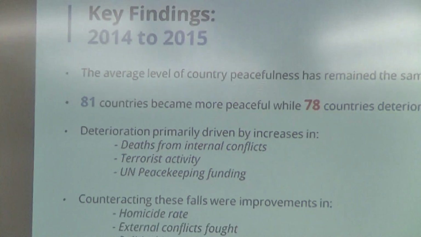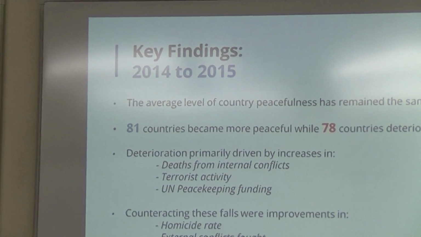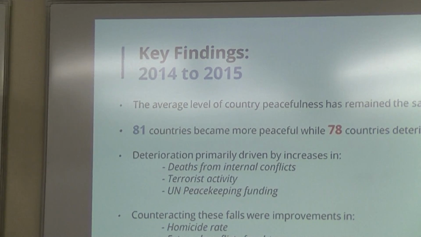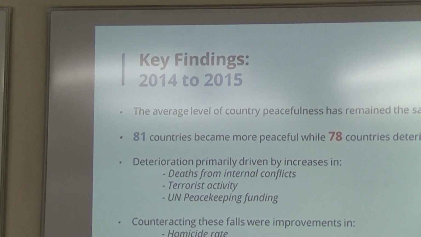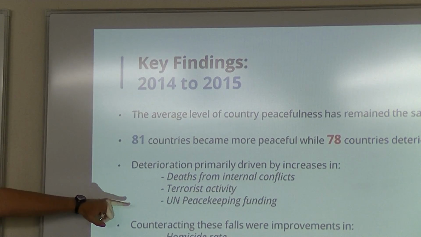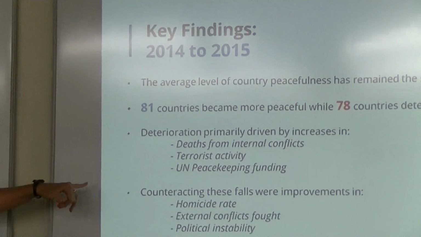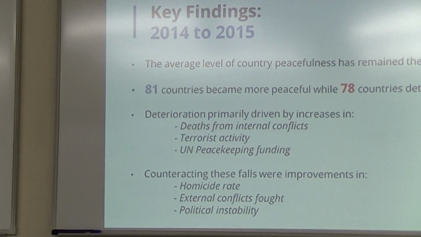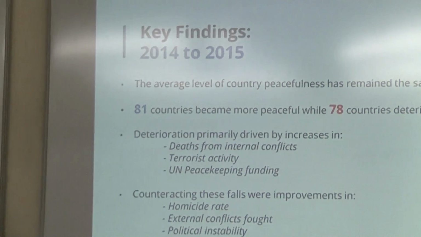Okay, so some of the key findings. The average level of country peacefulness has remained the same since last year. This is 2014-2015. 81 countries became more peaceful while 78 countries deteriorated. So what happened? Well, lots of internal conflict, terrorist activity, and a decrease in UN peacekeeping funding. Counteracting these falls were improvements in homicide rate, in external conflicts fought, and political instability.